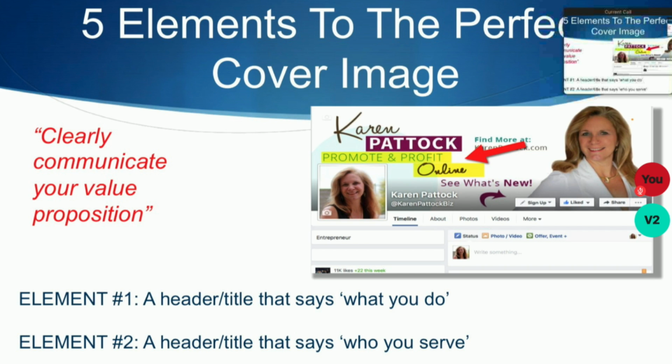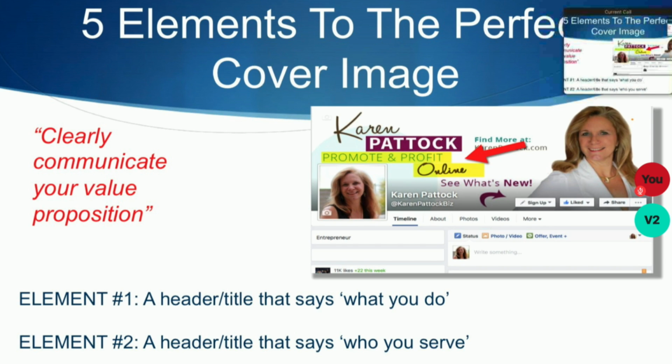The second element is the header title that says who you serve, right? So being online, in my case, it says online. Anyone that would be in the online space. Someone that has a brick and mortar that doesn't care about online marketing probably isn't going to hang around here. Now, I could add something else that says women entrepreneurs here, and I switch it up.